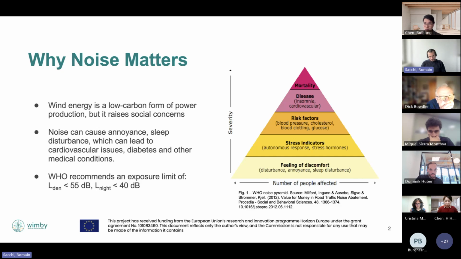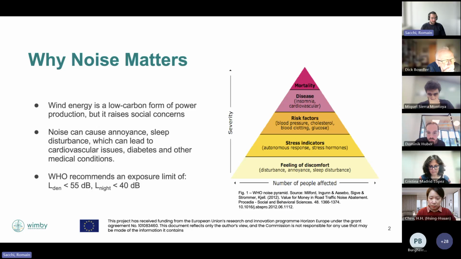So we have basically two numbers. We have this so-called Lden. This is the time-weighted exposure to noise in decibels, taking into account the exposure during day, evening, and night. And it is recommended to be below 55 decibels. And the L night, meaning the exposure to noise strictly at night, should be below 40 decibels.